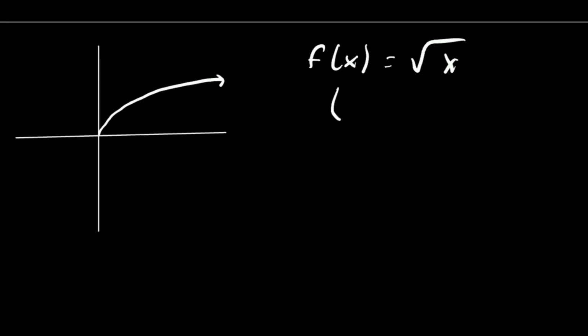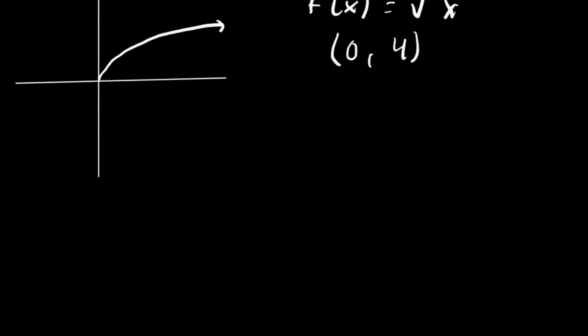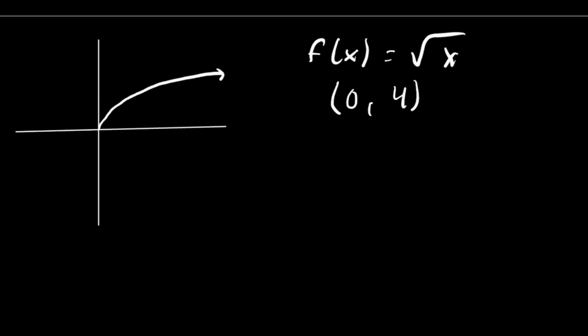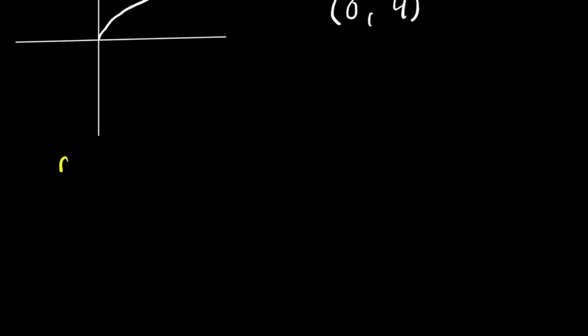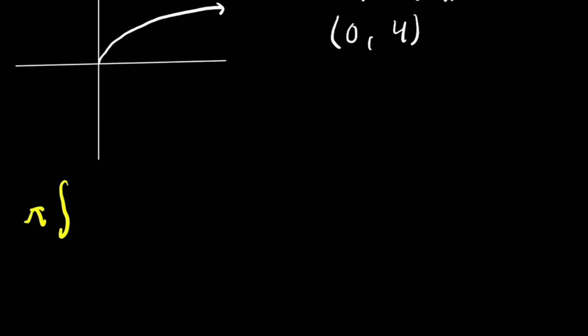So we've got, let's see, f of x equals root x. And we're going to do it from, we'll go back to 0 and to 4. And it's bounded by the x-axis, and we're revolving it about the x-axis. So let's do our formula once again. Pi times the integral from 0 to 4 of f of x, which is root x squared dx.